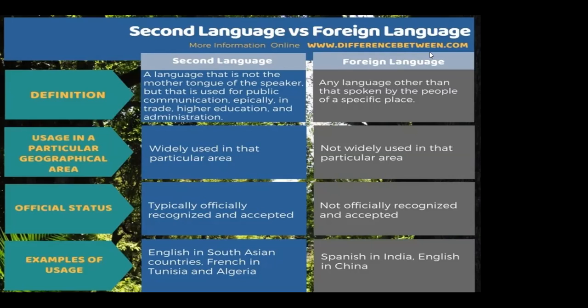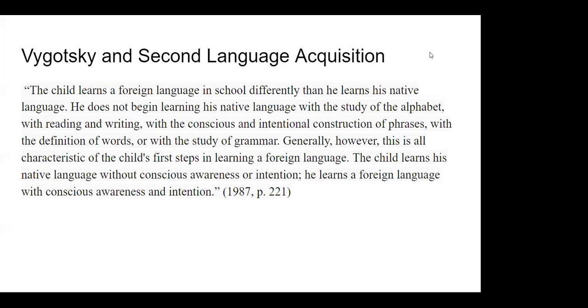Next, I would like to share what Vygotsky said about foreign language acquisition. I like this quote from Dr. Holbrook's paper, Vygotsky and Second Language Acquisition. Vygotsky believed that the child learns a foreign language in school differently than he learns his native language. He doesn't begin learning his native language with the study of the alphabet, with reading and writing, with conscious and intentional construction of phrases, with definition of words, or with the study of grammar.